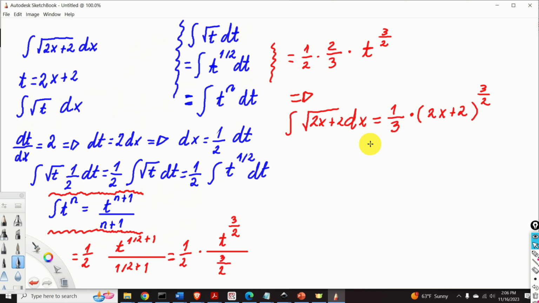And that's it. Now, how to verify that this is actually the correct solution? Well, we will take the derivative of this function. We want to compute d/dx of the function that looks like this.